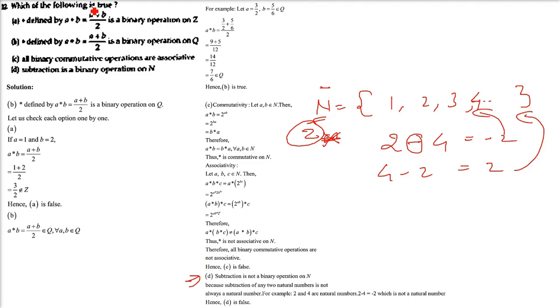So, which of the following is true? Only the second part, B, is true. Rest all are false.